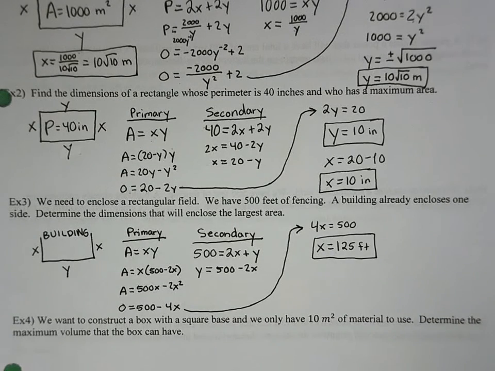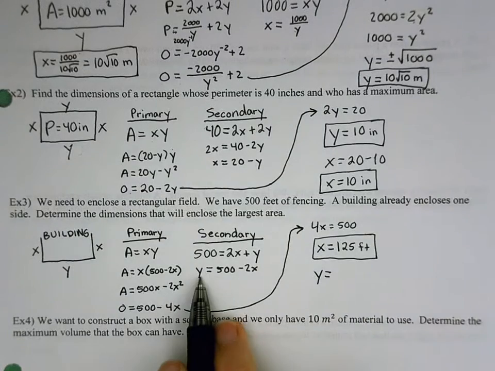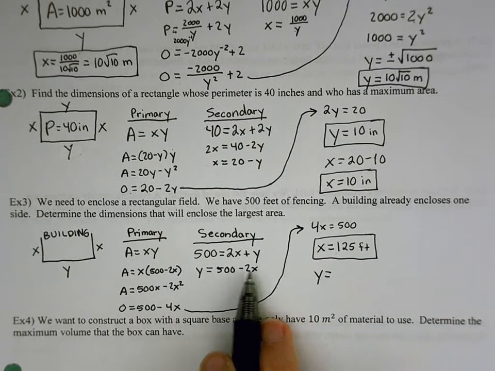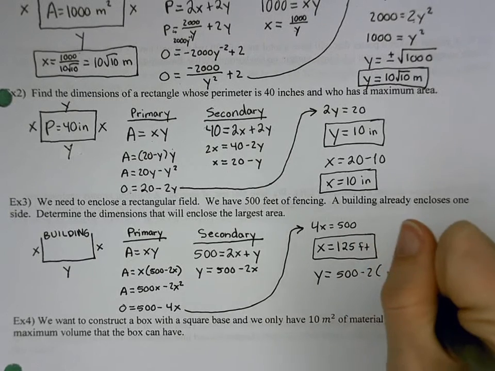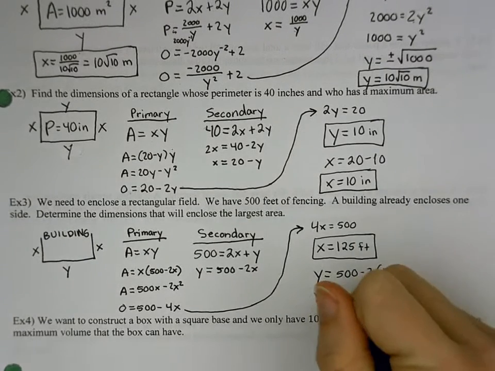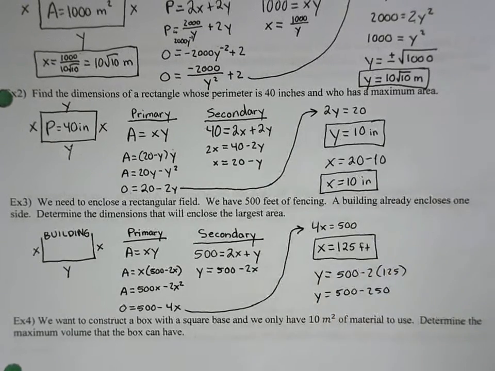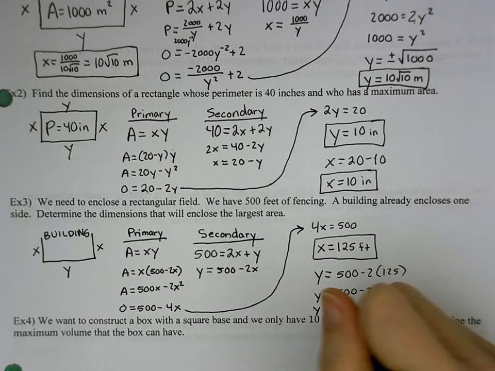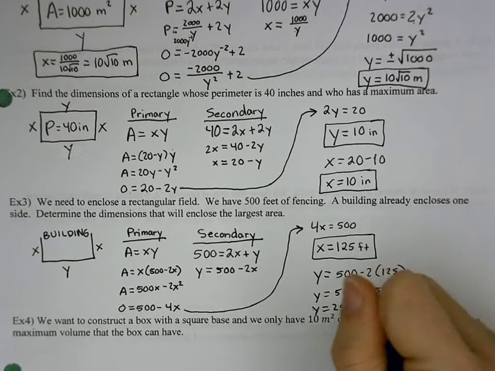Okay. Y then, because they want both dimensions, y from our secondary equation equals 500 minus 2x. So we have 500 minus 2 times my x, which is 125, which is 500 minus 250. 2 times 125 is 250, which gives me 500 minus 250, which is 250. And then units are feet.